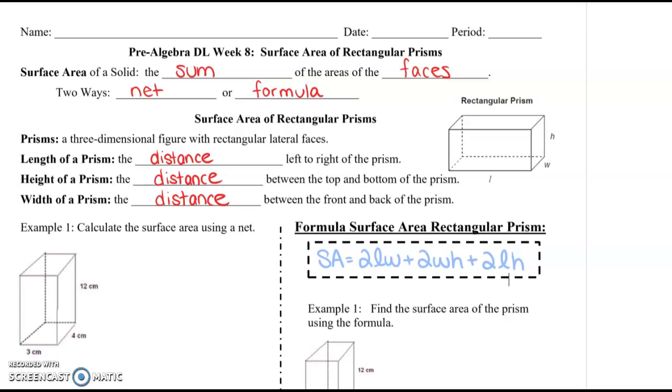I'm going to show you both ways. I'm going to show you how you can do it using a net, and I'm going to show you how you can do it using that bluish formula there. But I'm going to be honest, if I were you, I would just use the formula. I would just jump right to using the formula, but I will show you the net too because some of us are more visual learners.